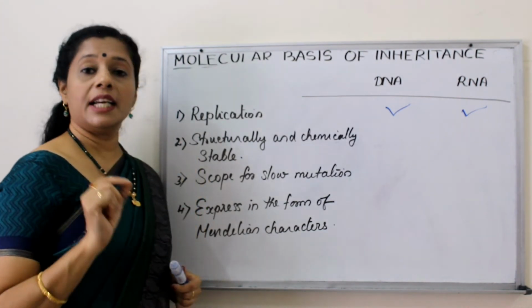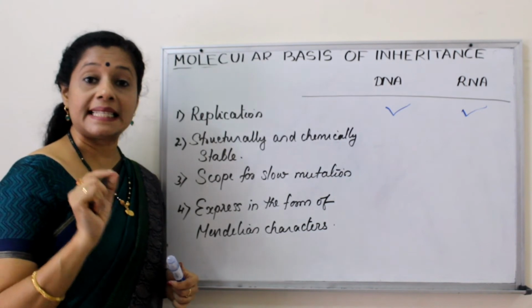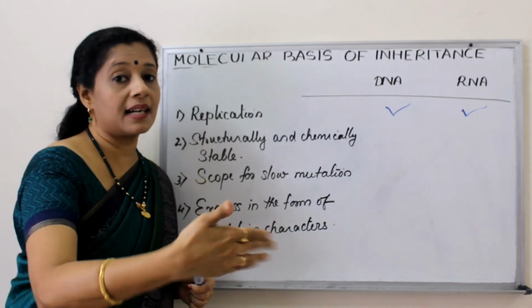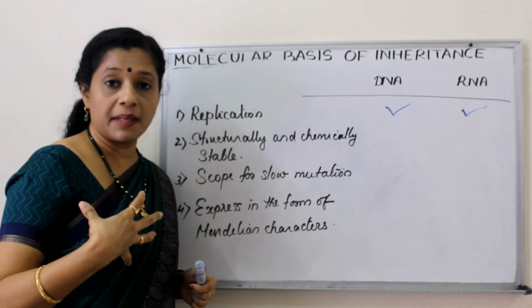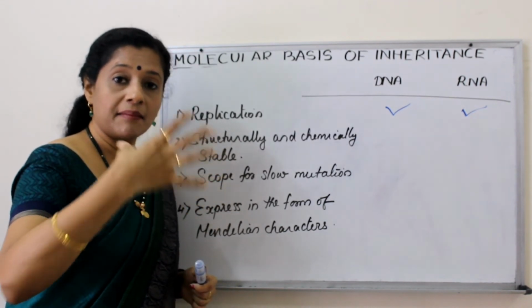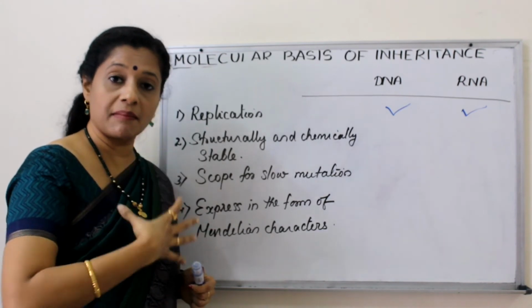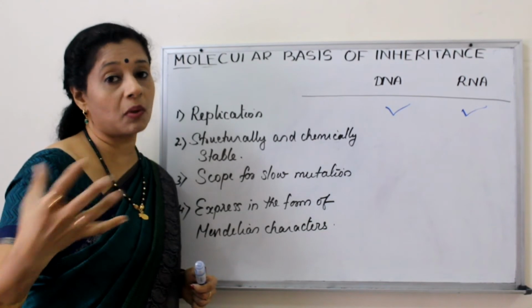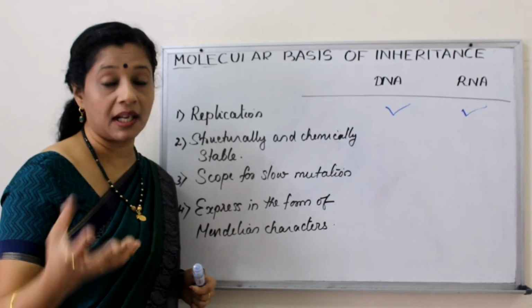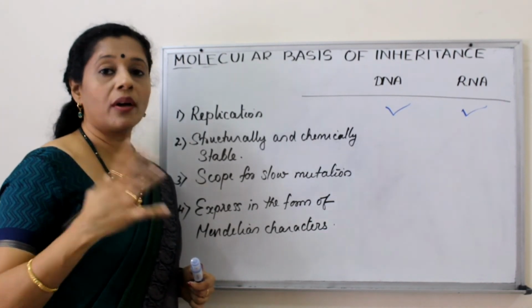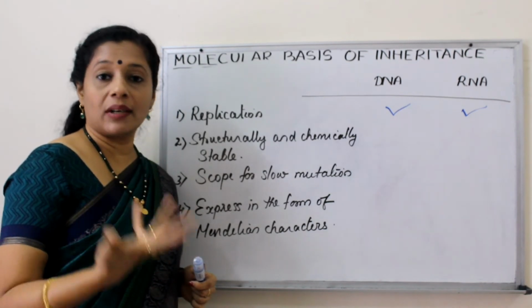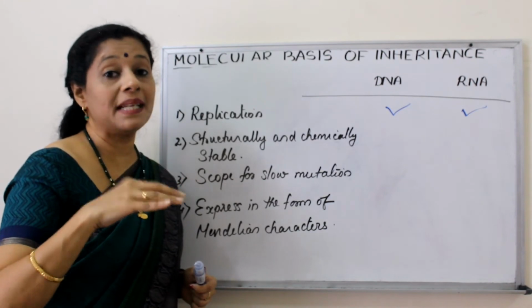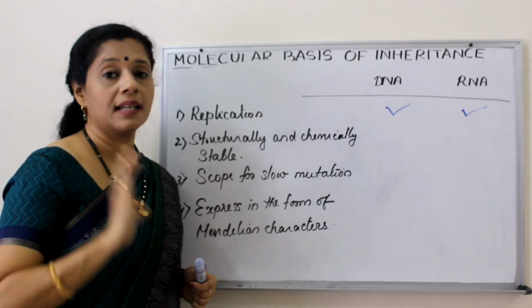Second, they should be structurally and chemically stable, because during the lifetime there should not be drastic changes occurring to our genetic material. We should have more or less the same features from our birth till death. Only other physiological changes and the natural growth or aging process should happen. There should not be drastic changes with climatic changes, or with our age or physiology. So more or less it should be stable structurally as well as chemically.